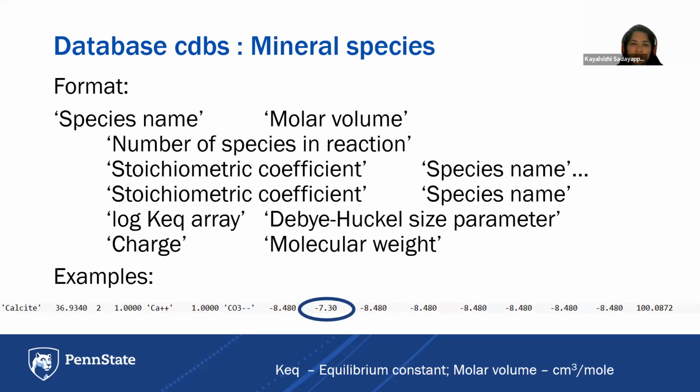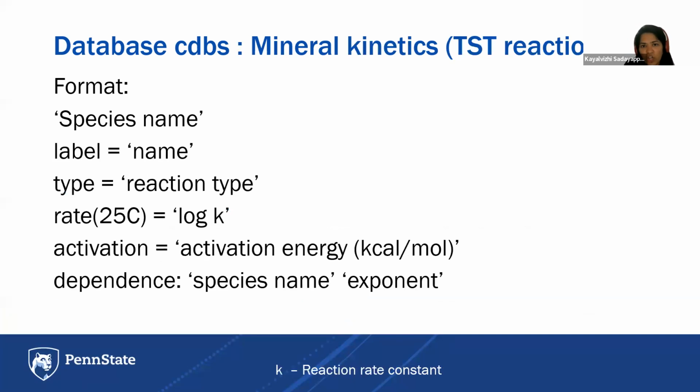After listing all secondary species, then comes the mineral species block, in which mineral species are listed based on almost the same format as secondary species. There is only one difference, and that is that we have an additional term called molar volume just after the species name. The molar volume of the mineral should be specified in the units of centimeter cube per mole. After the mineral species block comes the mineral kinetics block.